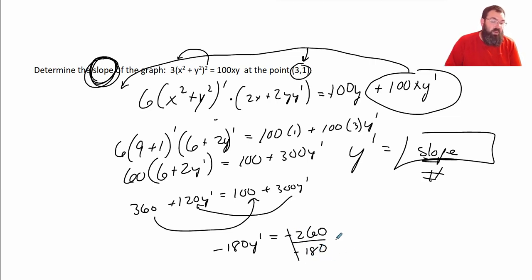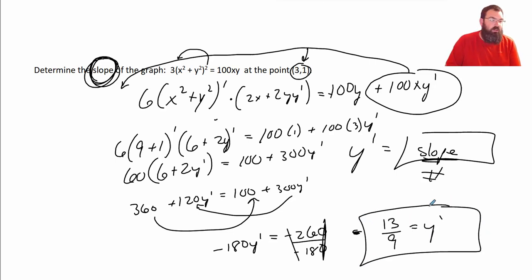It can divide by at least 10. Get rid of those. Divide by 2. And I get 13 over 9. And that is equal to y prime. Okay, that's what I was looking for there.